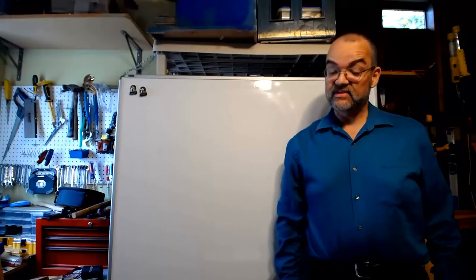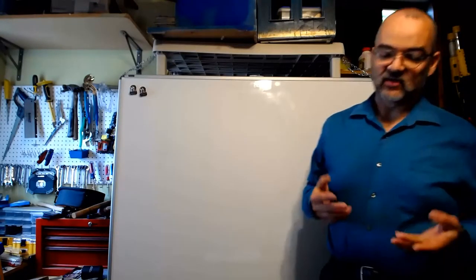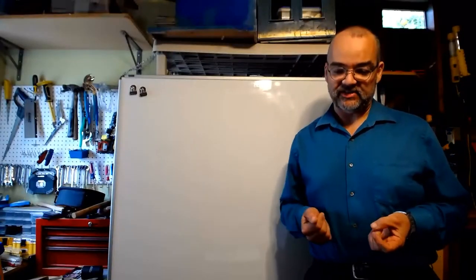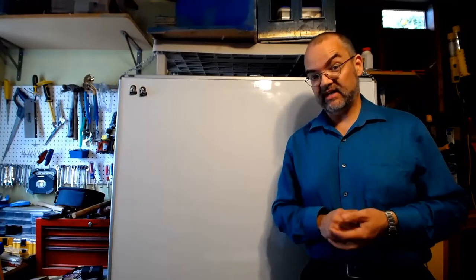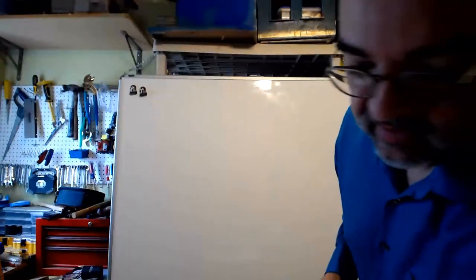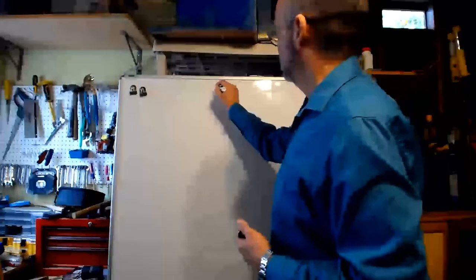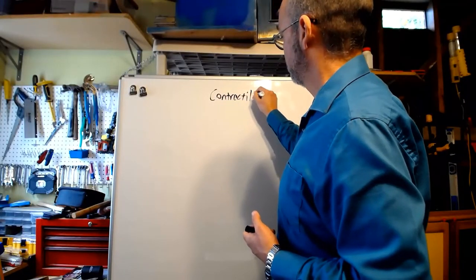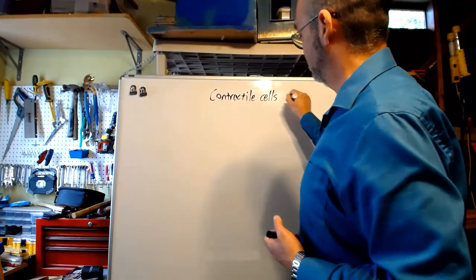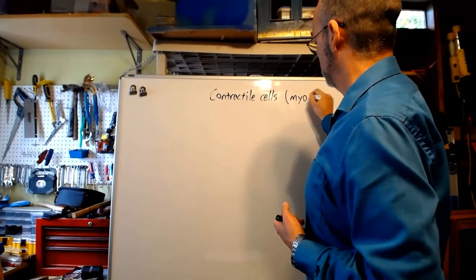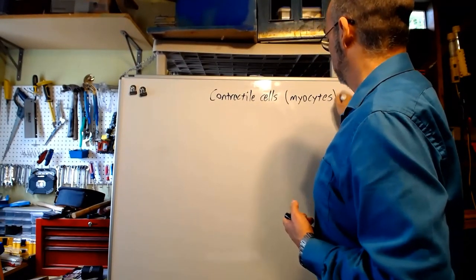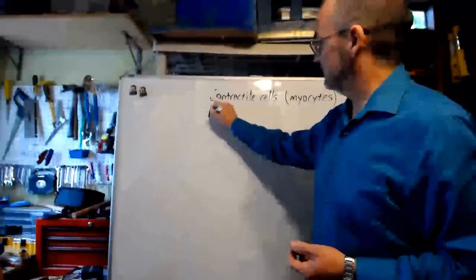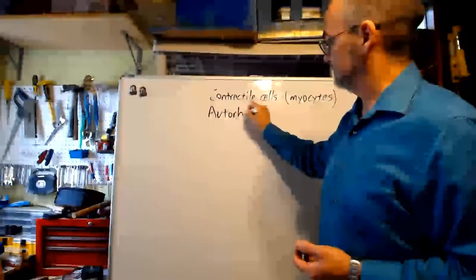Cardiac muscle is unique to the heart. And in a way, it's sort of like a combination of skeletal and smooth muscle. It has some characteristics of both. There are actually two kinds of cardiac muscle cells. There are the contractile cells, which we sometimes call cardiac myocytes. And there are the autorhythmic cells.